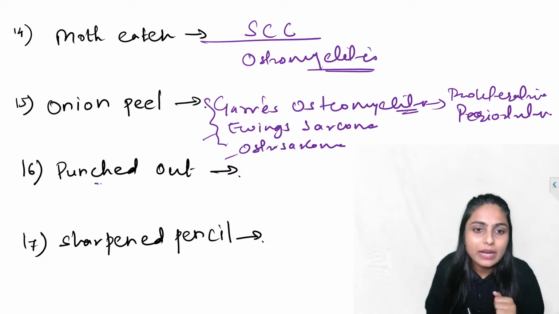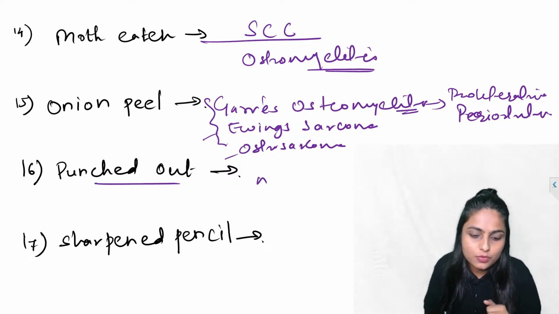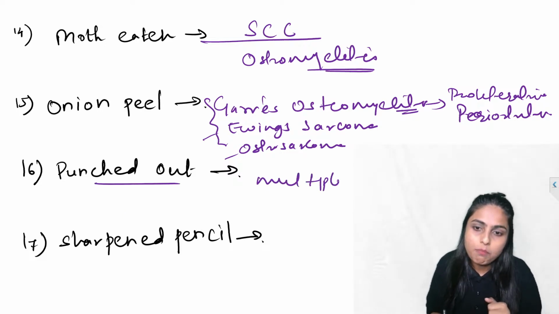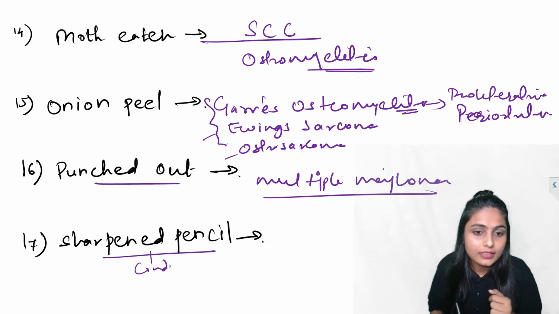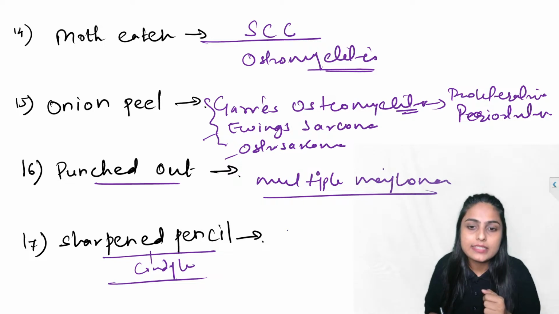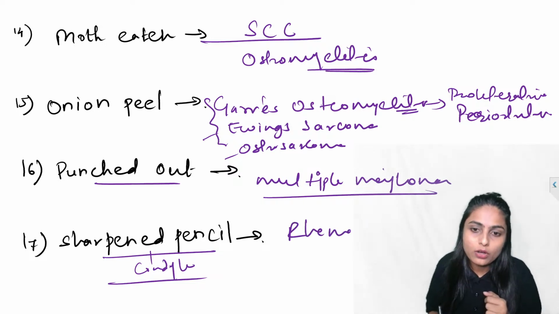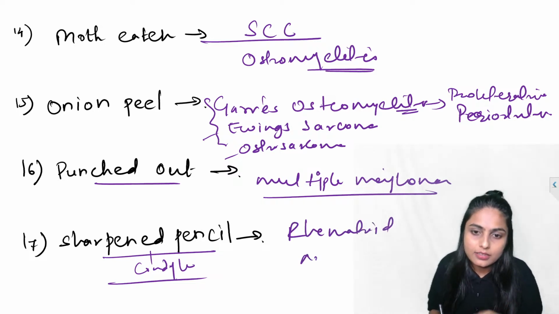Next we have the punched out lesions. Punched out lesions, we all know it is seen in multiple myeloma. Sharpened pencil appearance of condyle is seen in rheumatoid arthritis.